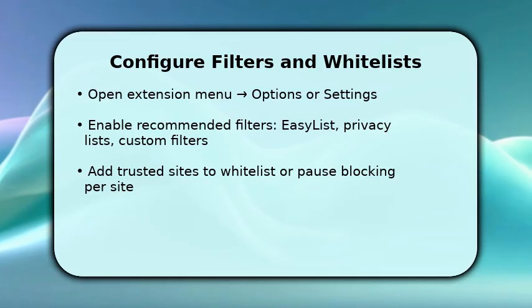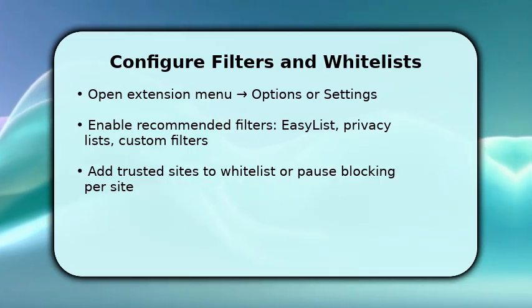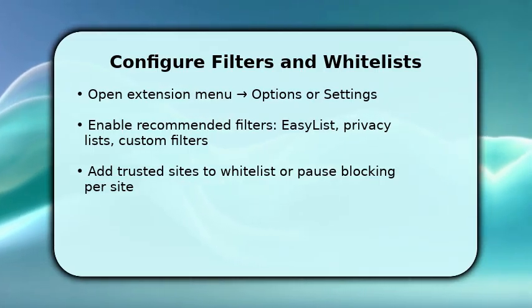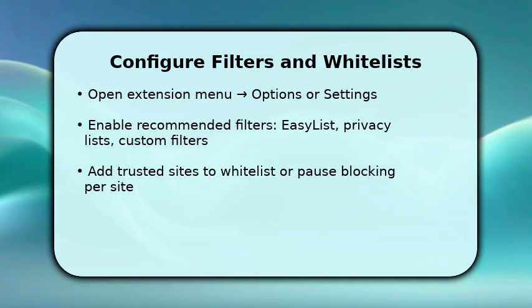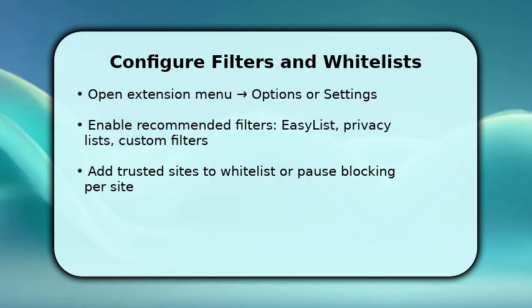Open the extension options and enable recommended lists like Easy List and Privacy or Anti-Tracking lists. These match known ad domains and trackers. Add or paste custom filter rules when you need precise control. Once added, filters block requests at network level.